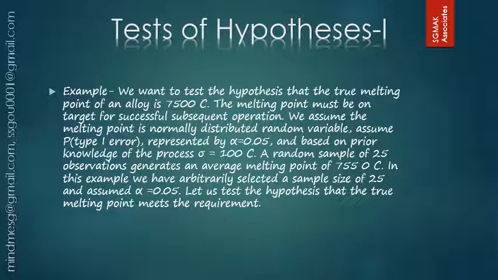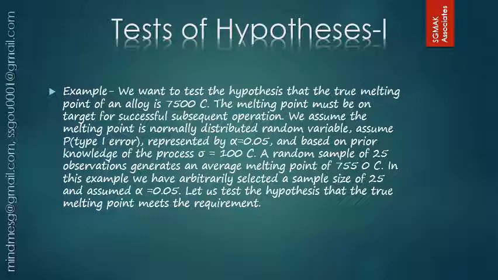We assume that the melting point is normally distributed random variable. The probability of type 1 error is typically represented by alpha. We set that as 5% or alpha as 0.05. And based on prior knowledge of the process, the standard deviation of the process is 10 degrees Celsius.